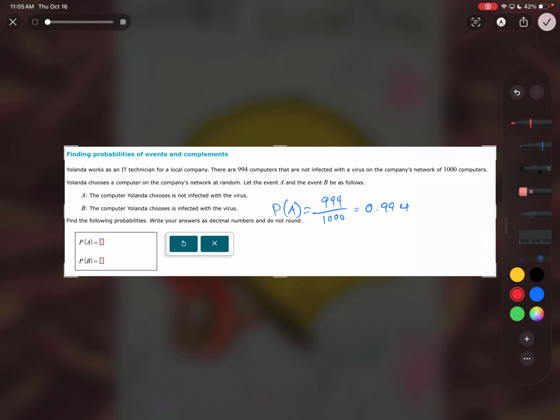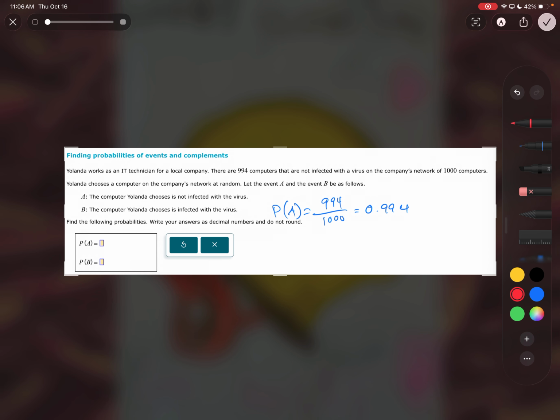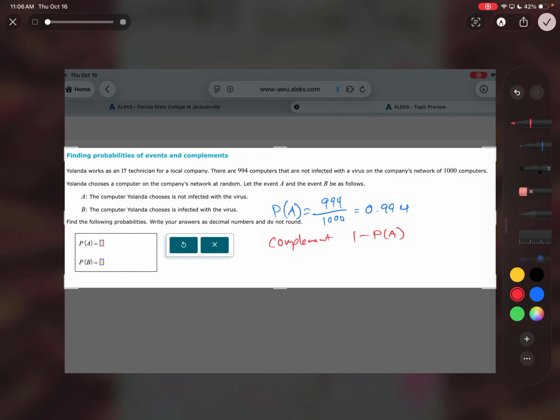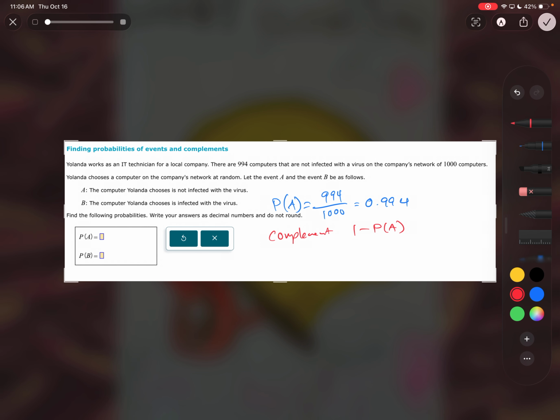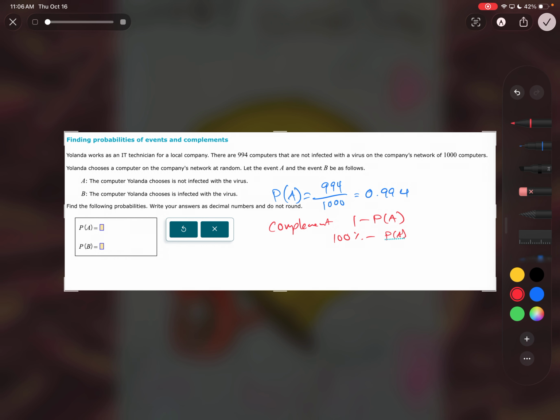The probability of B is the complement. There are two different ways to do this. The complement is just the opposite of that. So if that's 99.4%, let's just say it's 99% for easy math. If 99% of the computers are not infected, how many are infected? 1%, right? You just do 100% minus 99, that's 1. That is what the complement is. So the complement is 1 minus that probability, and it would give you that answer, okay? So 1 minus the probability. It's just like 100% minus whatever percent that one is. Like in your head you know that. That's just called the complement.